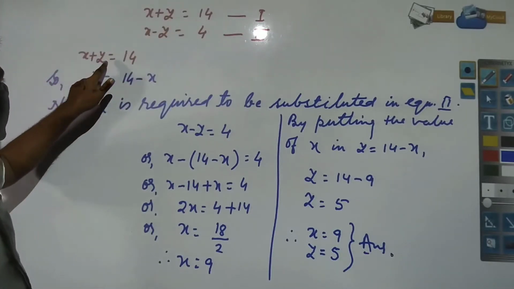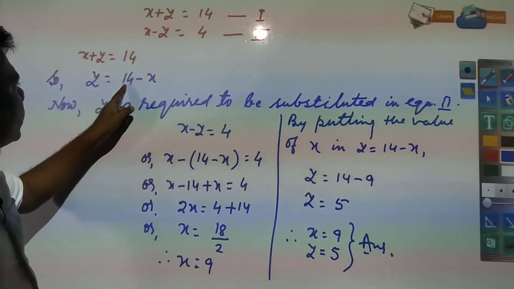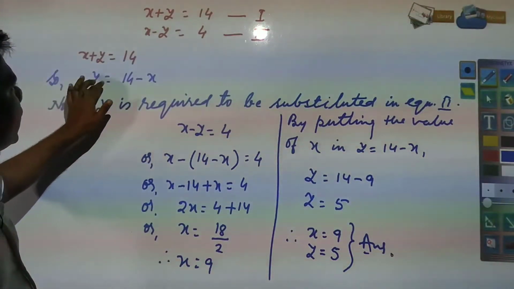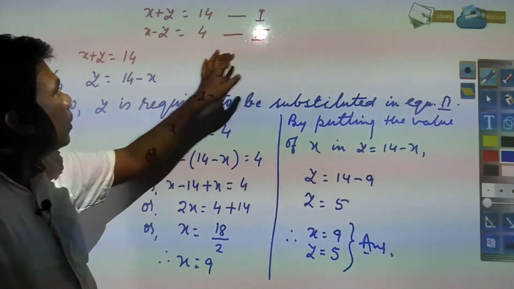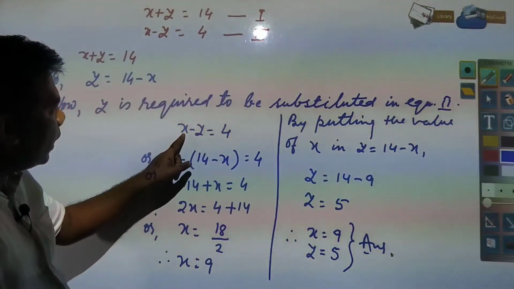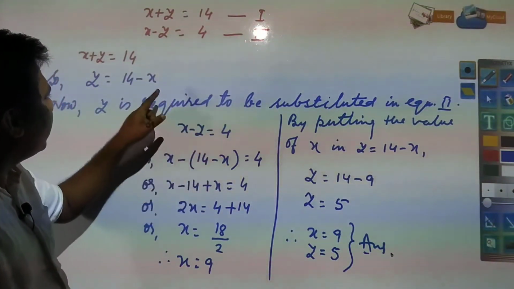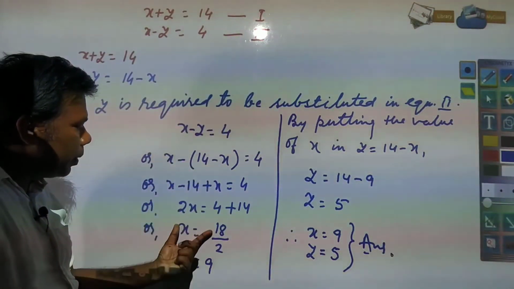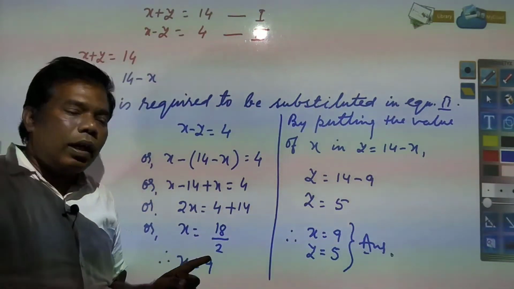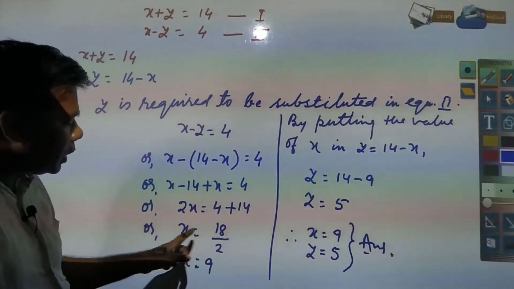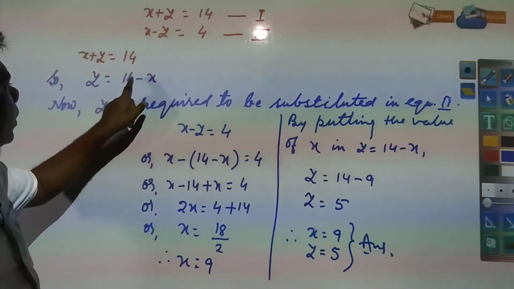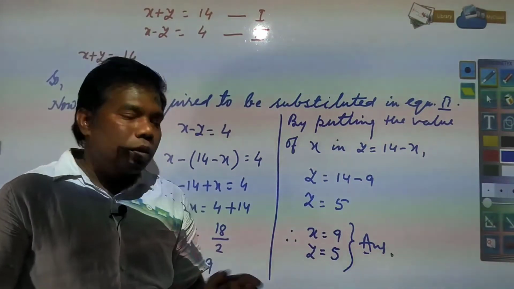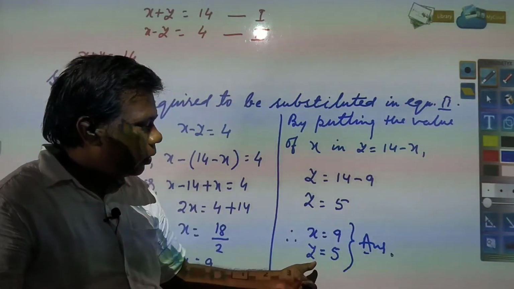So x plus y is equal to 14, so y we will get 14 minus x. And now y has been substituted in equation 2. So x minus y is equal to 4. In place of y we have put the value of y over here, 14 minus x. And then we have simplified, we have got x is equal to 9. Now the value of x has been substituted again, here y is equal to 14 minus x. So after simplification, y is equal to 5. So finally we have got x is equal to 9 and y is equal to 5.